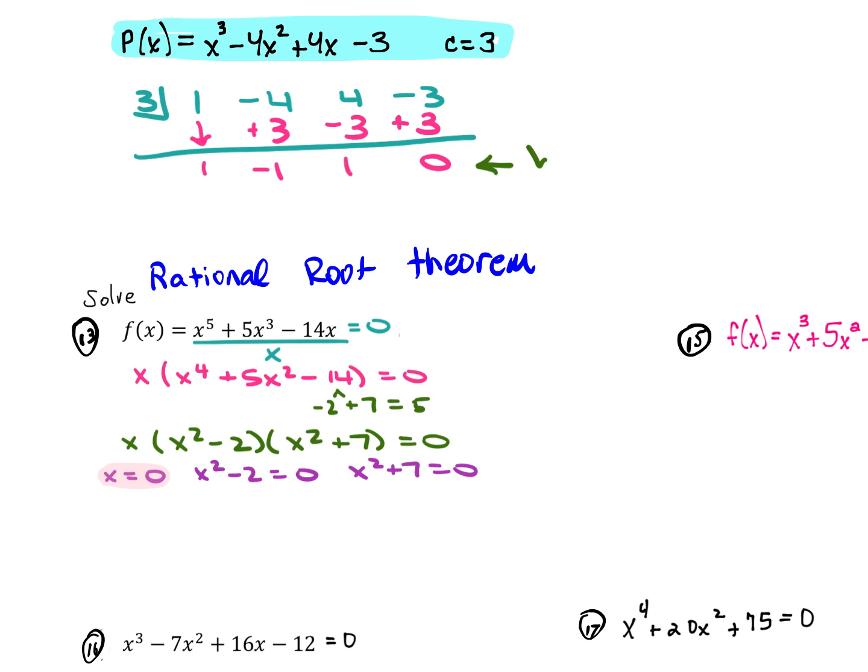The x squared minus 2 is equal to 0. Add your 2 to both sides. You have that x squared is equal to 2. Then take the square root of both sides. So x is equal to plus or minus the square root of 2. X is by itself there. So highlight that one. Then finish the x squared plus 7 is equal to 0.